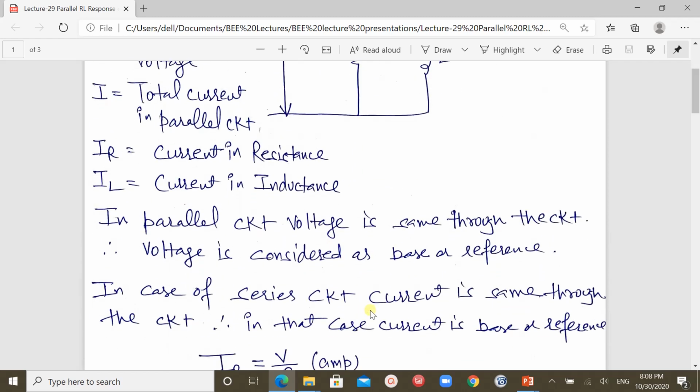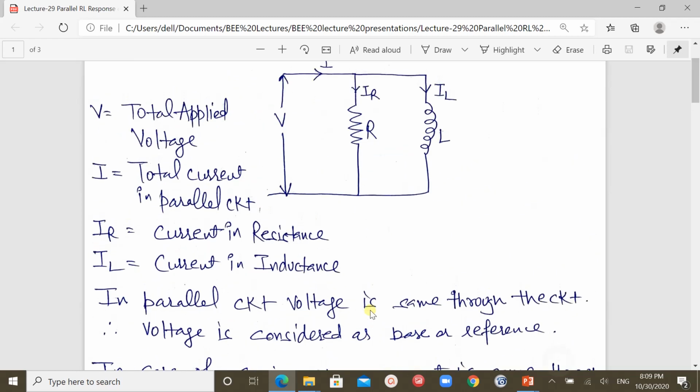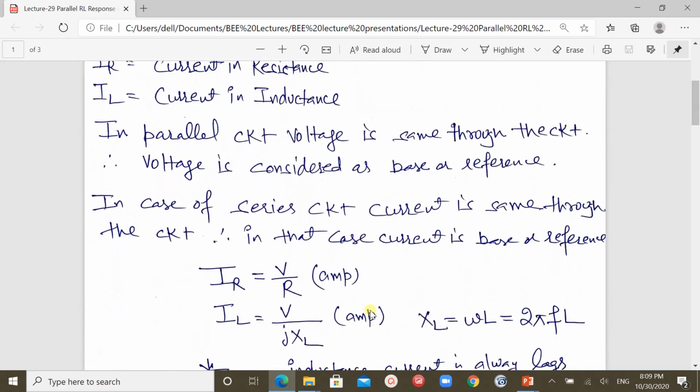And one thing which I have told in the previous video lecture also, that in a parallel circuit the voltage is the same throughout the circuit. So we consider voltage as a base or reference. In the case of a series circuit, the current is the same throughout the circuit, and in that case the current is considered as base or reference. So when we are talking about parallel circuits, we consider the voltage as the base.